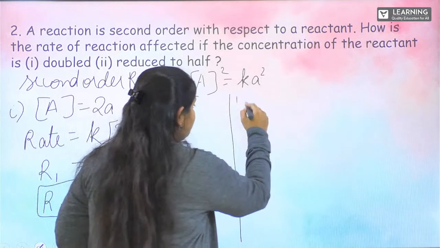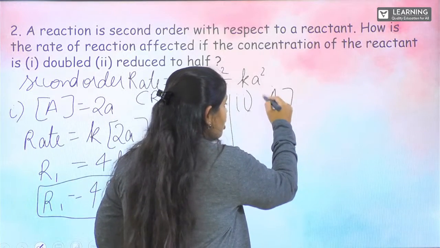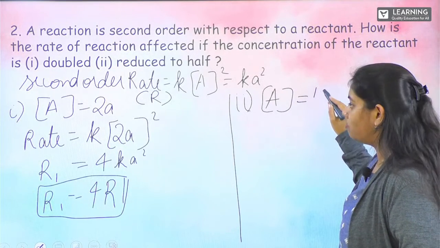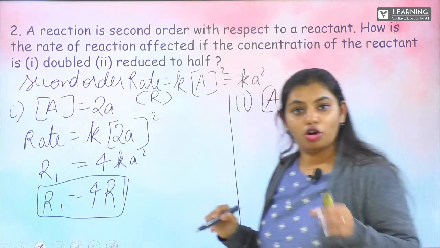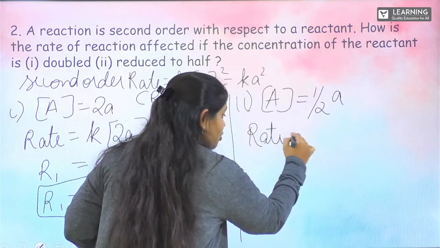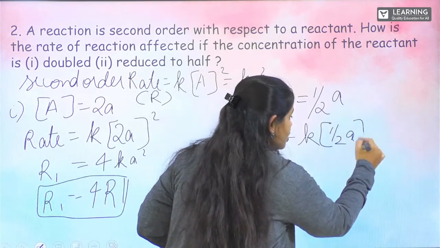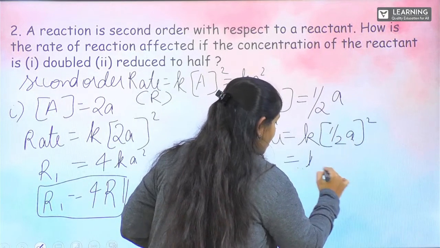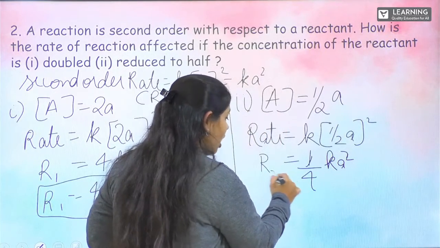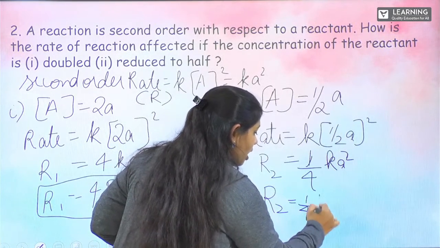Second case, what is happening here? It is being reduced to half. What is being reduced to half? The concentration of A has been reduced to half. I can write this as half A. Clear? Concentration of A is being reduced to half, so I'm writing half A. Now I'm going to substitute this in the rate expression: K into half A square, which is going to give us 1/4 Ka square. This rate I'm going to take as R2. So R2 is equal to 1/4R.